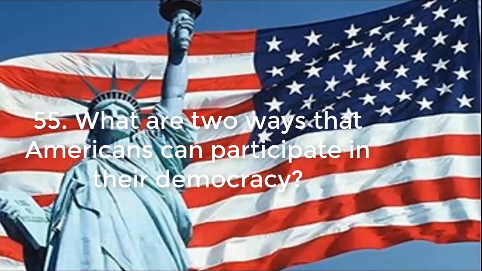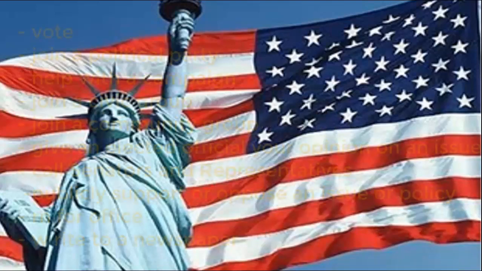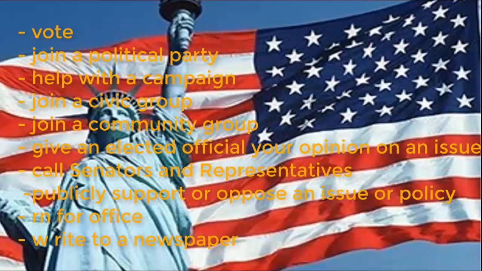What are two ways that Americans can participate in their democracy? Vote. Join a political party. Help with a campaign. Join a civic group. Join a community group. Give an elected official your opinion on an issue. Call senators and representatives. Publicly support or oppose an issue or policy. Run for office. Write to a newspaper.